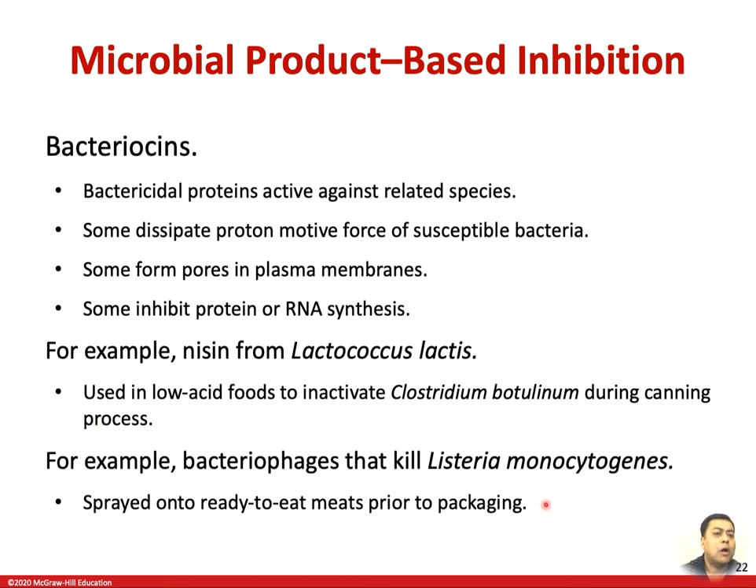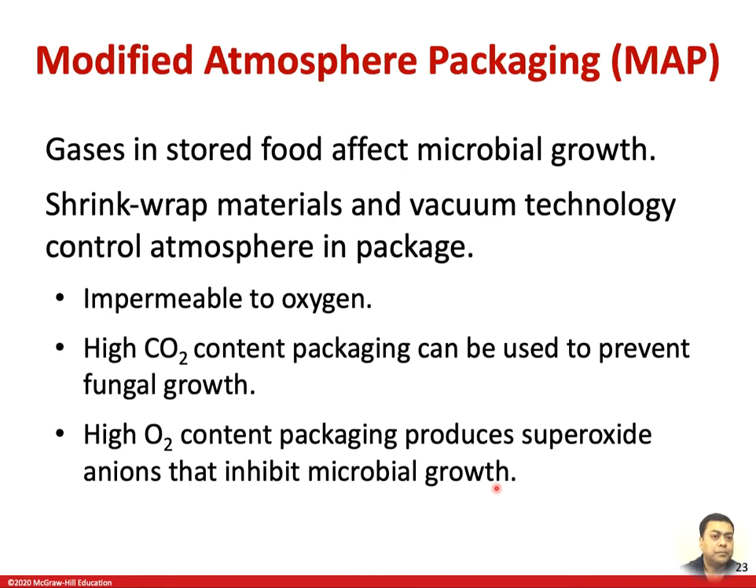Another microbial product-based inhibition is spraying of bacteriophages. These bacteriophages are bacteria-killing viruses. To kill Listeria monocytogenes, bacteriophages which kill the Listeria are sprayed onto ready-to-eat meats prior to packaging. So this is a very interesting application.